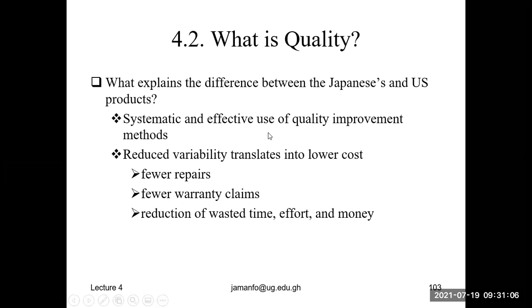It's one, systematic and effective use of quality improvement methods, some of which I've mentioned. Reduced variability translates into lower cost. You see, when you are producing and you have higher variability, remember that it also increases your cost.